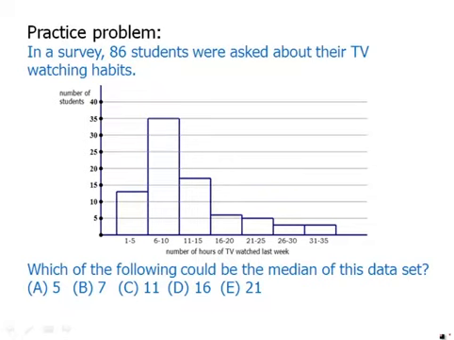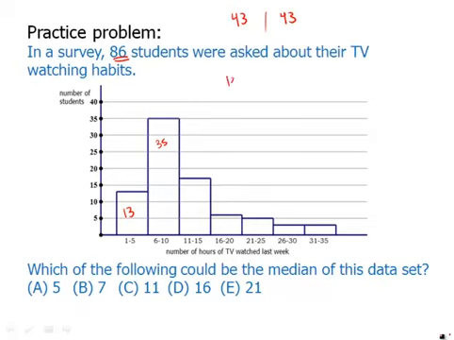Okay. In a survey, 86, very important, 86 students were asked about their TV watching habits. Half of 86 is 43. And so what that means, if we divide the list in half, there's 43 below the median and 43 above the median. So between the 43rd and the 44th person, that's where the median would be. Well, let's think about this. There are, looks like 13 people in this category. And then there are 35 people in that category.